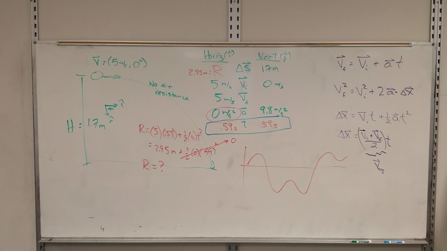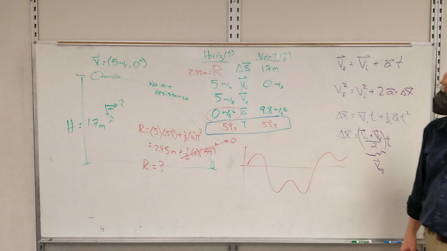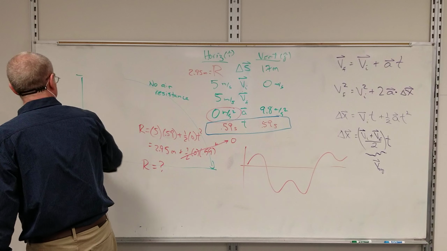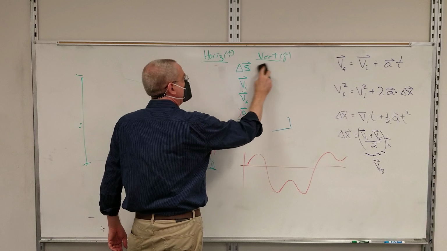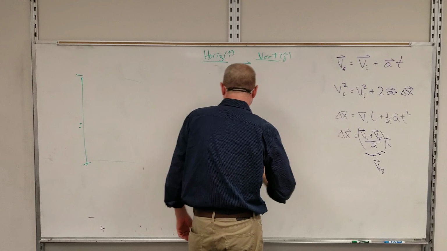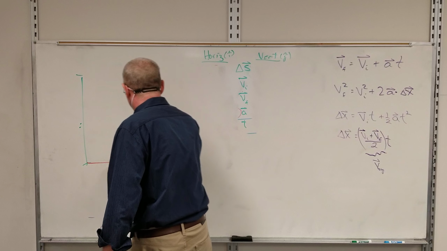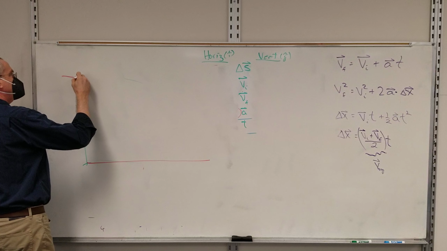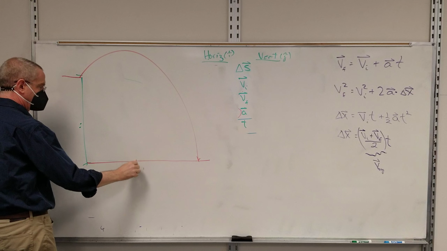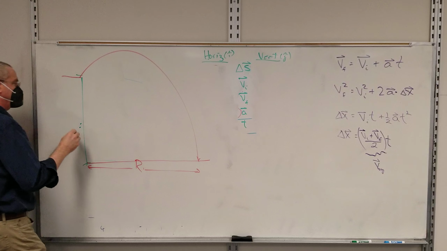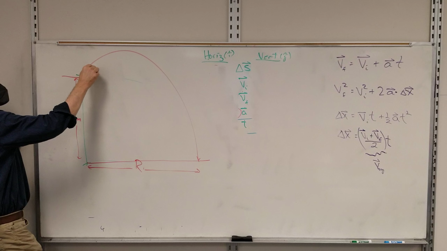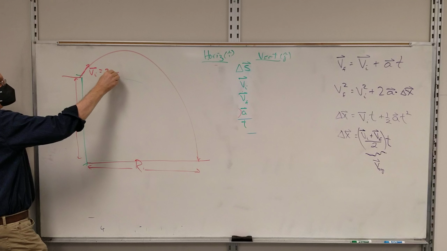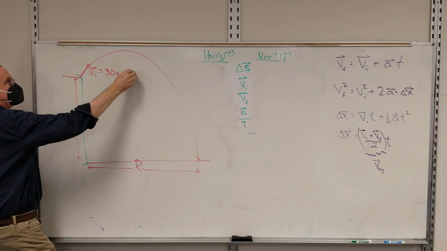All right, other questions right now? All right, let's make it more complicated so Dylan can bring in his hypotenuse. Like that 17 meters. Let's say 30 meters per second at an angle of 57 degrees.